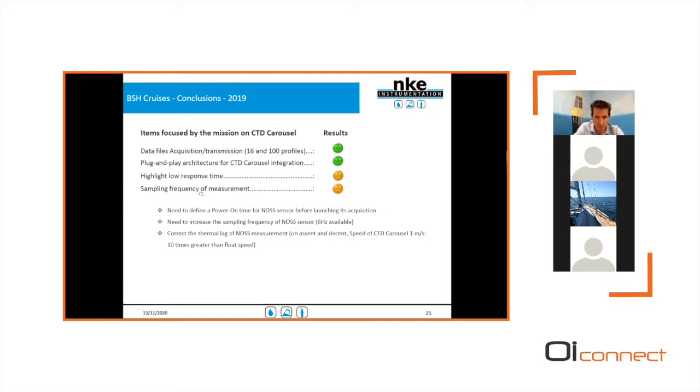So the 2 points that we identified are that we highlight a low response time of the node sensor on this type of platform. So we need to increase the sampling frequency of measurement of the node sensor. And another point that we identified is the power-on time for the node sensor before launching its acquisition. And we also need to correct the channel lag of the node sensor because on ascent and descent, the speed of the CTD carousel is 1 meter per second, and it's 10 times greater than float speed.